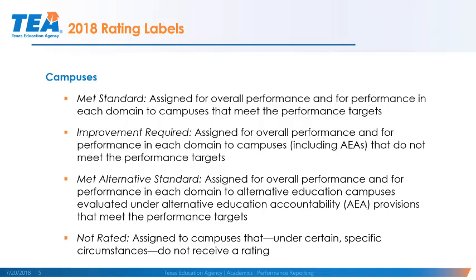Met Alternative Standard, assigned for overall performance and for performance in each domain to alternative education campuses evaluated under Alternative Education Accountability (AEA) provisions that meet the performance targets. Not Rated, assigned to campuses that, under certain specific circumstances, do not receive a rating. Beginning in 2019, both districts and campuses will receive A through F ratings.